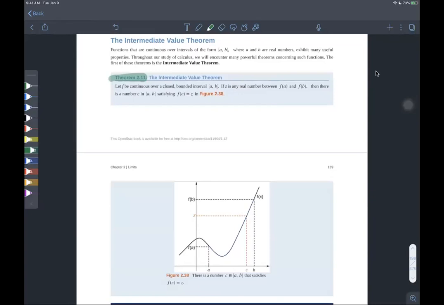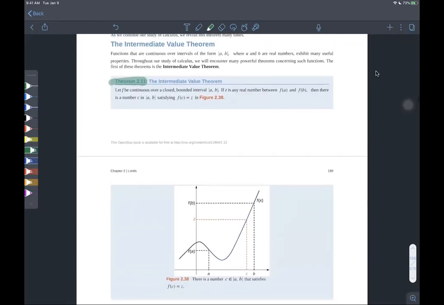So let's break this down. There's a nice picture here for us to use. And essentially what the intermediate value theorem says is, okay, we're at an interval from a to b. You can see that in the drawing below. I'm going to draw all over it. So we're in the interval from a to b. And so we're saying that f is a continuous function on the closed and bounded interval from a to b.